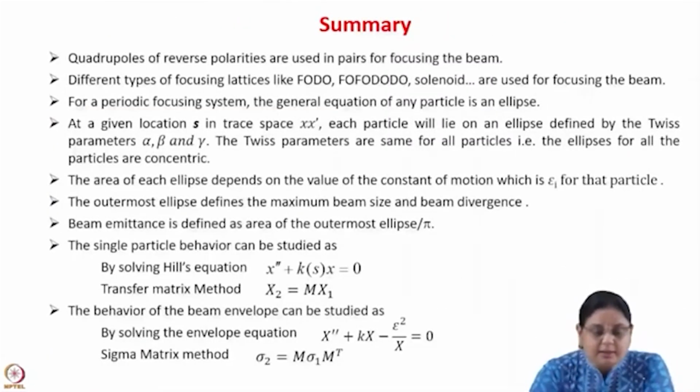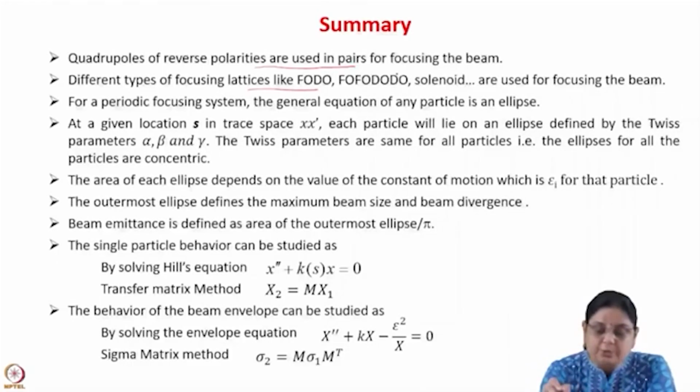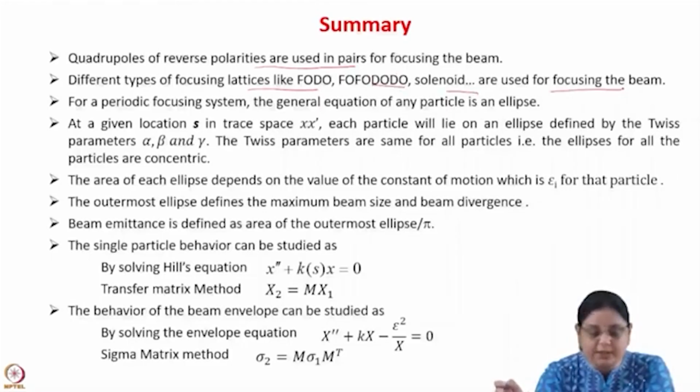Summarizing, quadrupoles of reverse polarities are used in pairs for focusing the beam. We've seen different types of focusing lattice like FODO, FDO, solenoidal channel and others. They are used for focusing the beam.